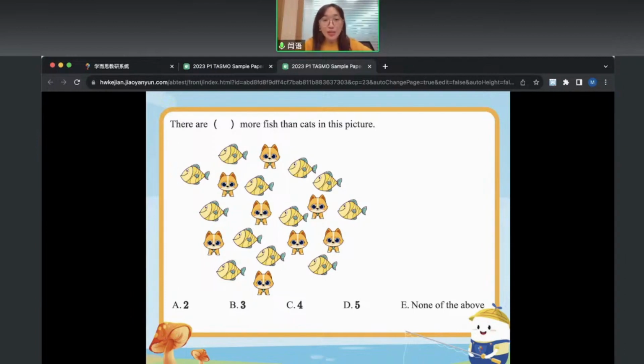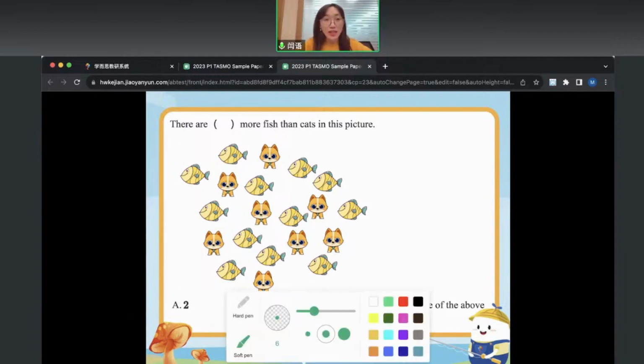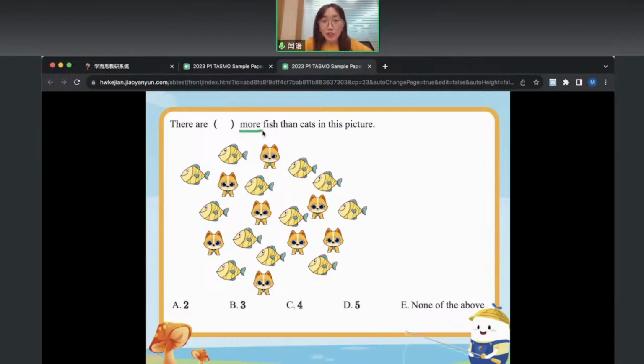Okay, so what keywords can you see here? Look. The question is not asking you how many fish there are. Also, it is not asking you how many cats there are. You need to figure out the difference. How many more fish than cats?